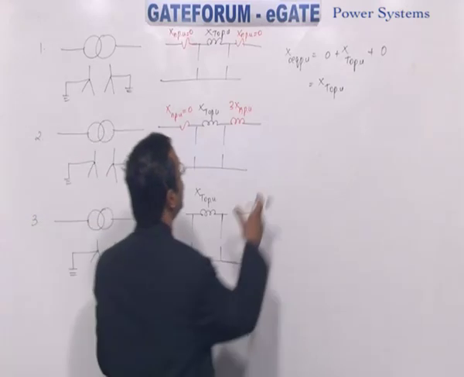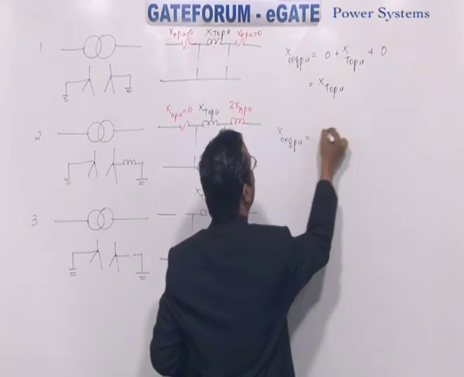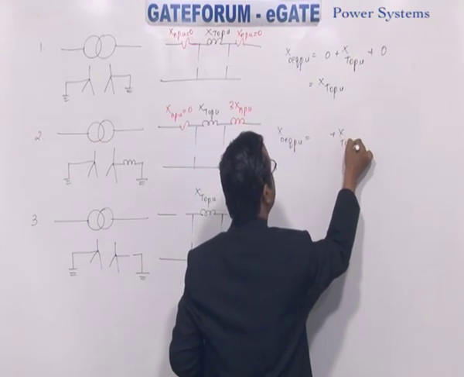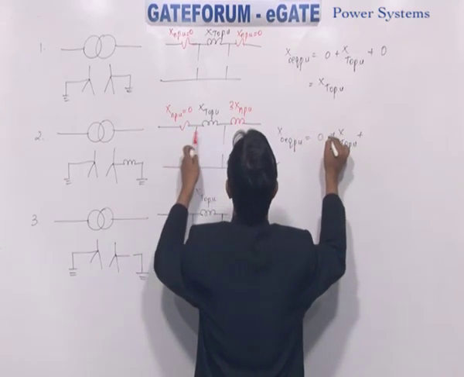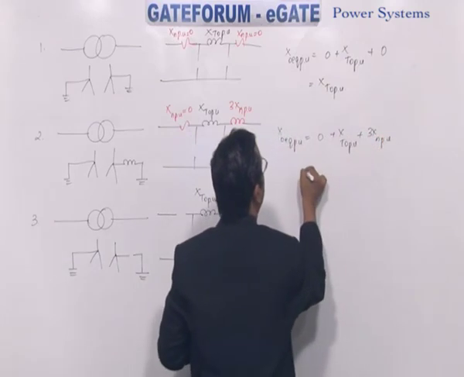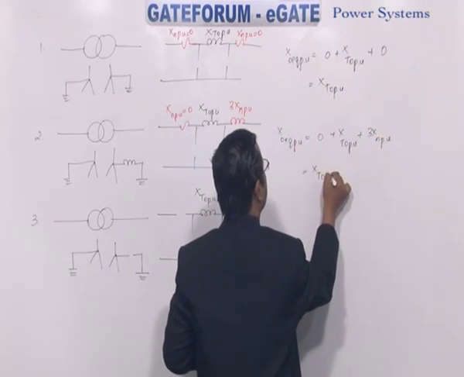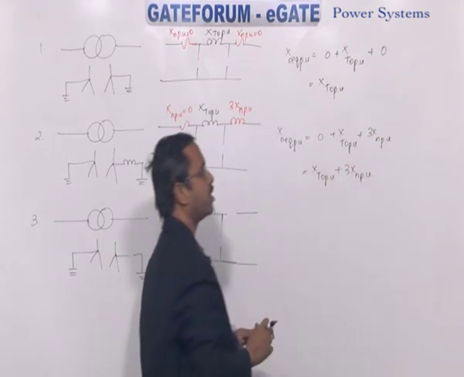So how to find what is X0 equivalent per unit? By default you travel through XT0 per unit. Then the fuse, and here 3Xn per unit. So I am simplifying, how much now? XT0 plus 3Xn per unit.